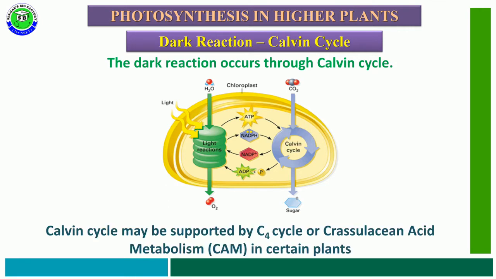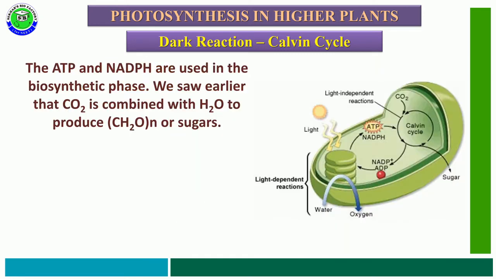The Calvin cycle may be supported by the C4 cycle and crassulacean acid metabolism, which take place in certain plants and is also called the CAM cycle. That means the Calvin cycle is the main basis for carbon dioxide fixation, even though in the C4 cycle and CAM cycle, the C3 cycle also takes place.